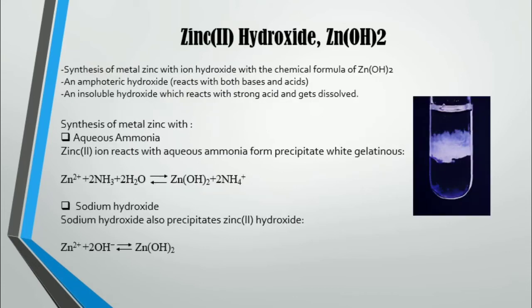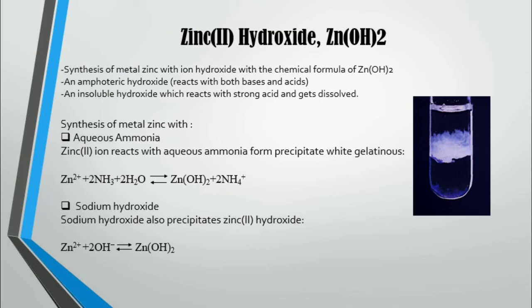The last metal in the first row transition metals is zinc. Synthesis of metal zinc with hydroxide will form a chemical formula of zinc(II) hydroxide. This compound is an amphoteric hydroxide which can react with both bases and acids. It is also an insoluble hydroxide which reacts with strong acids and gets dissolved.